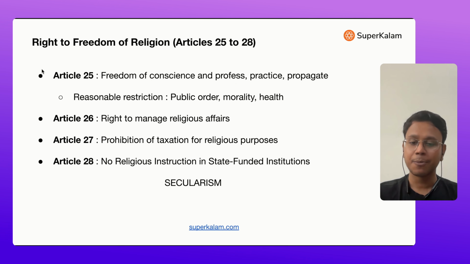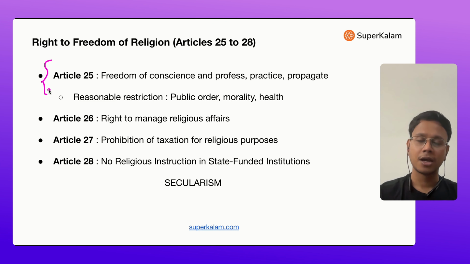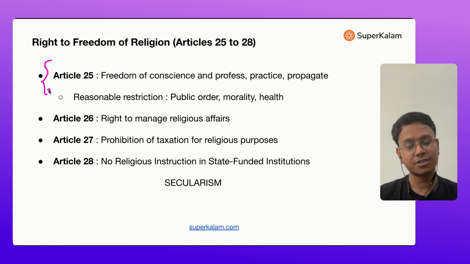Right, so this becomes very important. Now this also becomes important from a secularism perspective. India is a secular country, our preamble says that, and we all have freedom to profess our religion. That's why this becomes very important from the secularism angle also. So whenever you get any question on secularism, you should mention this article from the Constitution.